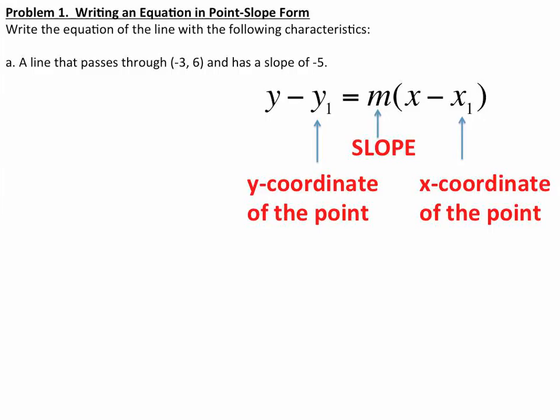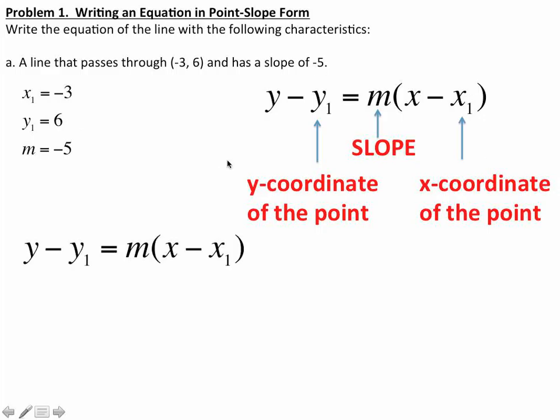A couple things we got to do. So a line passes through (-3, 6) and has a slope of -5. So they gave me a point and they gave me a slope. Well, let's use point-slope form. So if x1, there's your point, is -3, y1 is 6, and your slope is -5. So I have all the info I need. All I got to do is fill it into that template. So there's my template again, and I'm just going to fill the numbers in where they go.